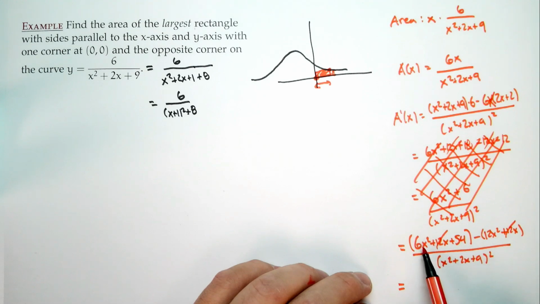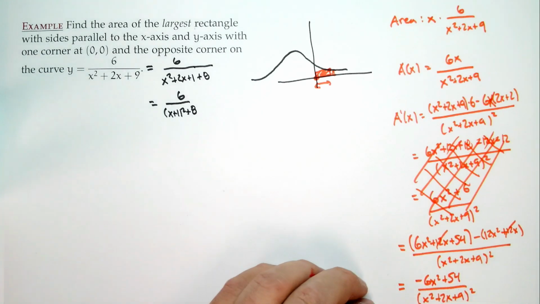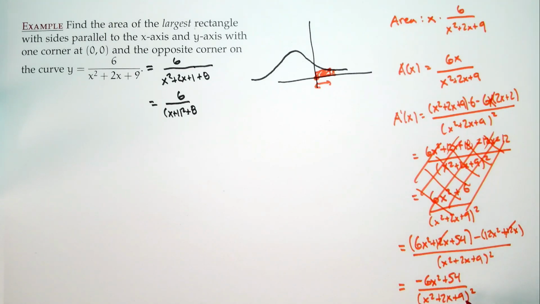So what do we get? We get 6x squared minus 12x squared, that's minus 6x squared plus 54, divided by x squared plus 2x plus 9 squared. Okay. Now, let's think about what's true about a prime. Well, it's never undefined because the denominator is okay. That's something that we can work with. No problem.